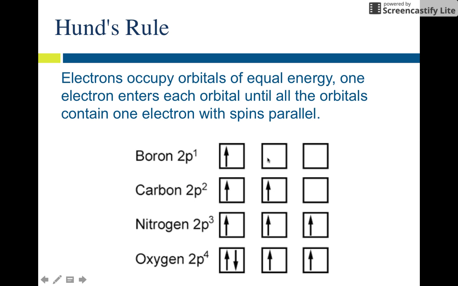boron, these each represent a p orbital, px, py, pz. Boron gets one electron. In carbon, we're not going to pair up these two electrons in one orbital. Since all of these have the same energy, they want to spread out. Remember, electrons repel each other. And then in nitrogen, we continue giving one in each orbital until we get to oxygen. Now we have no choice but to pair them up.